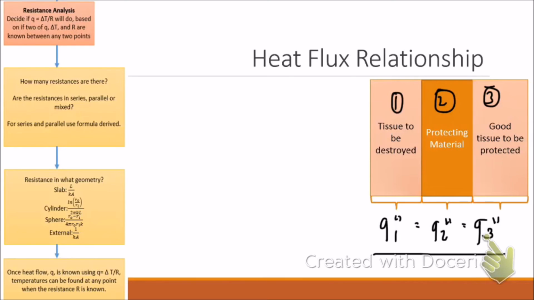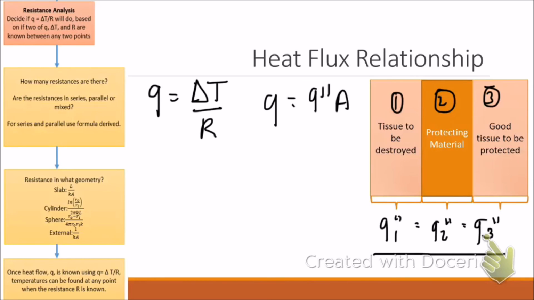We can do this by starting with the heat flow equation, which we know is Q equals the change in temperature over the resistance. We also know the relationship between heat flow and heat flux. The heat flow is simply equal to the heat flux times the cross-sectional area. So we know that the heat flux equals the heat flow, Q, over the cross-sectional area. So we can relate these two equations to come up with an equation for heat flux in terms of resistance.